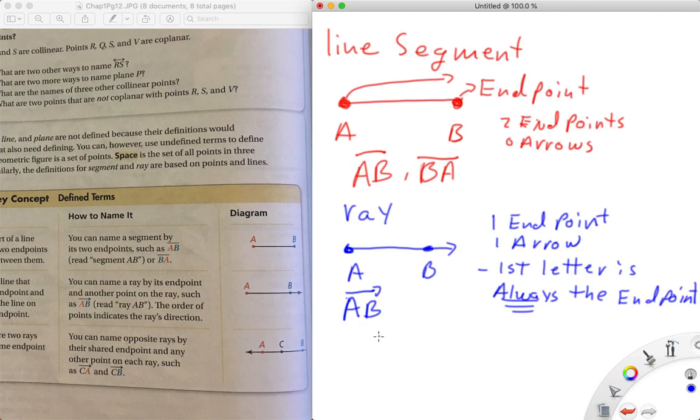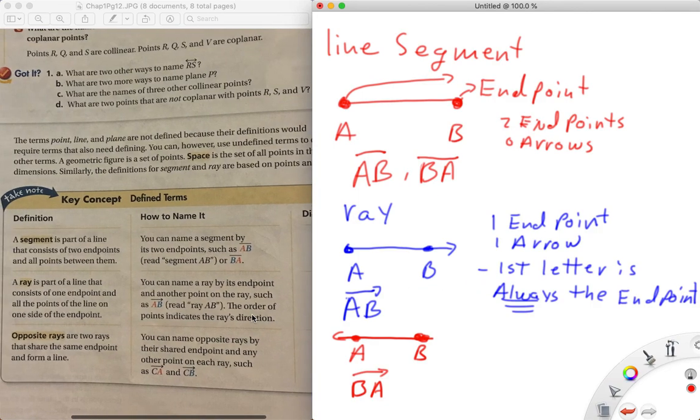I cannot call it ray BA. Ray BA means something totally different, and it would mean this. In this case, the endpoint is at B, so we write B first and then A with the ray symbol on top. This is ray BA. So it is location specific. If the endpoint is on A, then we start with A and call it AB. If the endpoint is on B and goes in the A direction, then we call it BA. Okay?